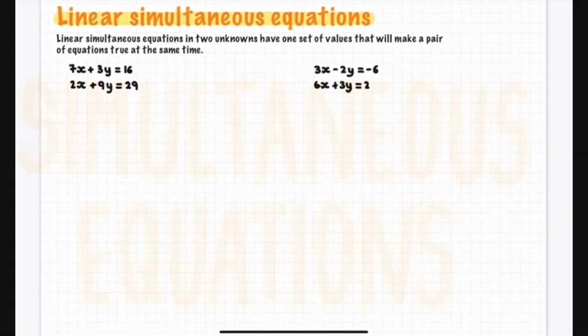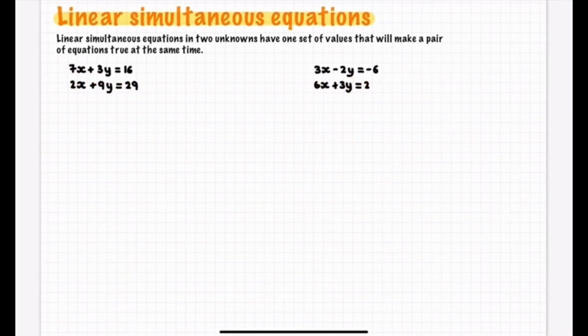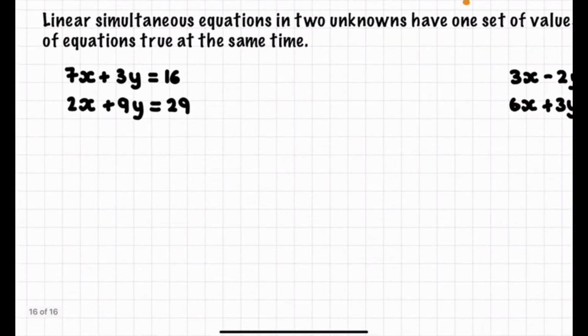Starting off with linear simultaneous equations, these are simultaneous equations with two unknowns which have a set of values that will make a pair of equations true at the same time. To find the value of x and y, we need to either add equations together or subtract them so that we can eliminate one of the values, either x or y.